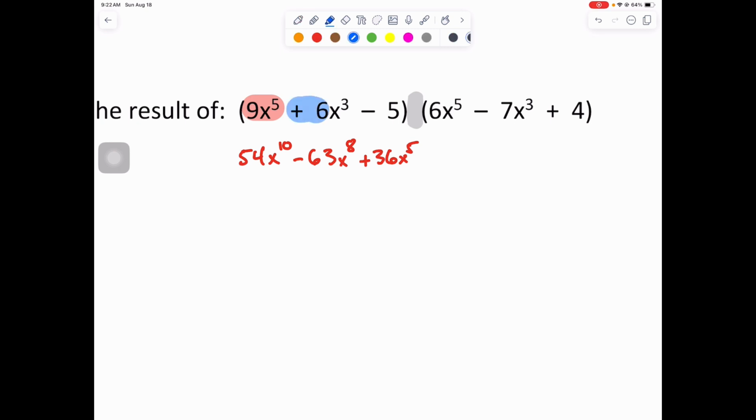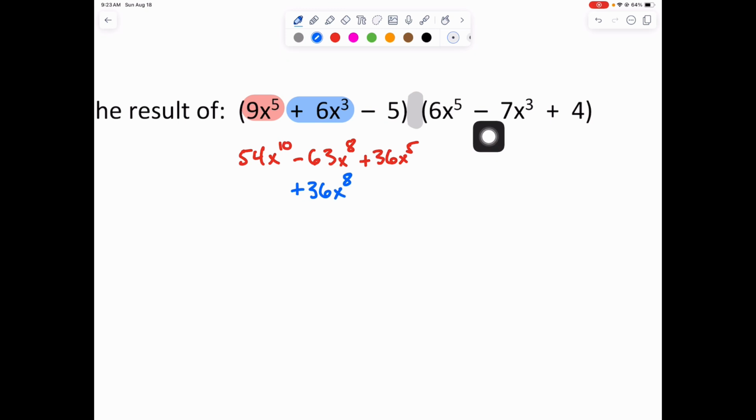Then we will take our second term of plus 6x cubed. All right, so 6x cubed times 6x to the 5th. Well, 6 times 6 is 36. And when we add the x cubed and x to the 5th, it does come to an 8. So what we're going to do is we're going to align it right below. We're going to do plus 36x to the 8th.